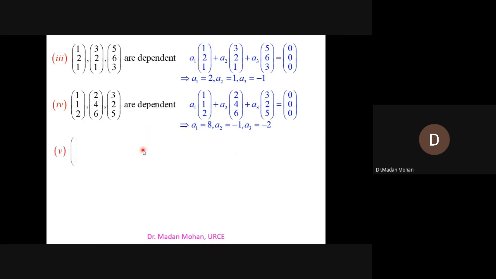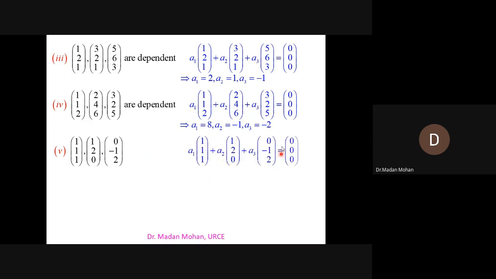Next, again another example: 1, 1, 2, 0, 0, -1, 2, with A1, 1, A2, 1, 2, 0, A3. Here, it is impossible to give A1, A2, A3 non-zeros. They should be zeros. Means these three are dependent or independent? Please tell me. Independent, unable to get.